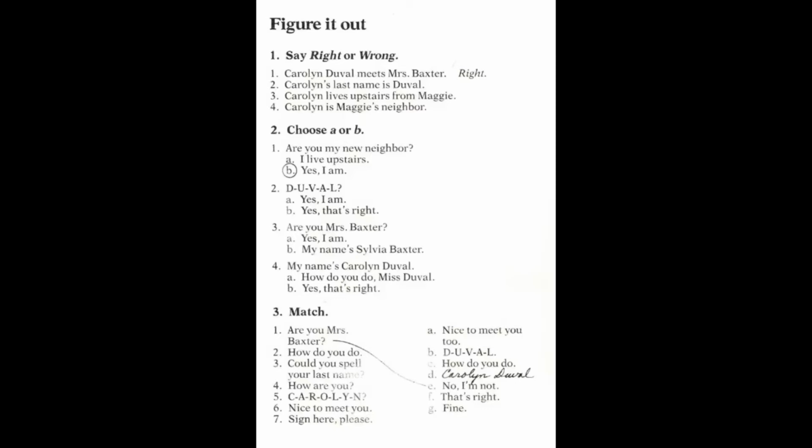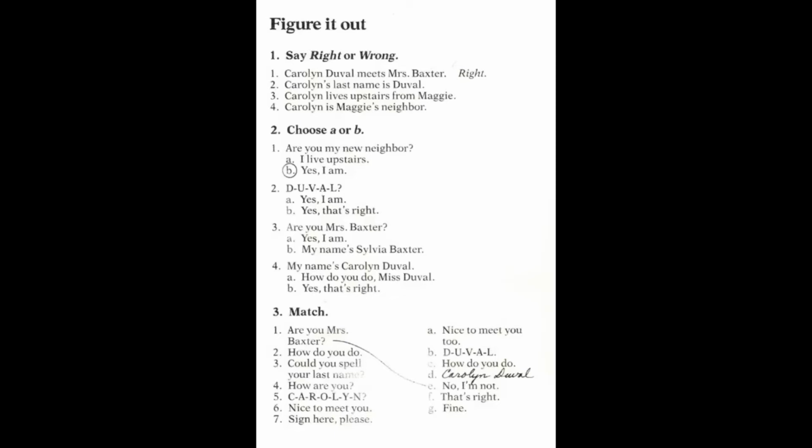Because we can see it in part B, they meet, they talk to each other, so it is right. Second exercise, choose A or B. There is one question, there are two answers, only one of them is correct. Another example is given to us. Number one says, are you my new neighbor? Two answers. Part A, I live upstairs. Part B, yes I am. So as you can see, I live upstairs is meaningless. It doesn't correspond to the question. So yes I am is the correct answer.